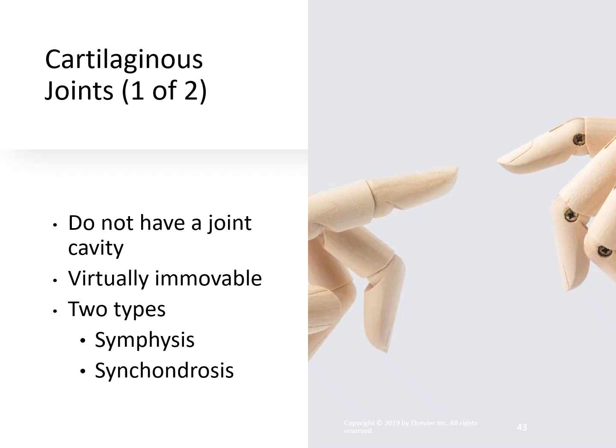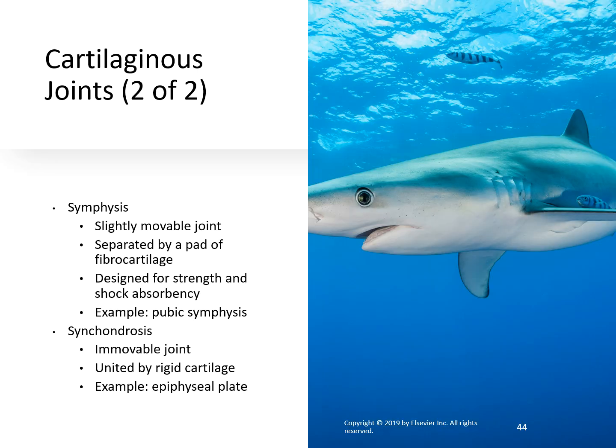Cartilaginous joints do not have a joint cavity. Symphysis and synchondrosis are, and they're virtually immovable. Okay. Cartilaginous. Why do I have a picture of a shark? Oh yeah, sharks don't have bones. They're all cartilage. So every bit of a shark is cartilaginous joints. Okay. Symphysis is slightly movable, separated by a pad of fibrocartilage. That's the pubic symphysis. Okay. Designed for strength and shock absorption. Okay.